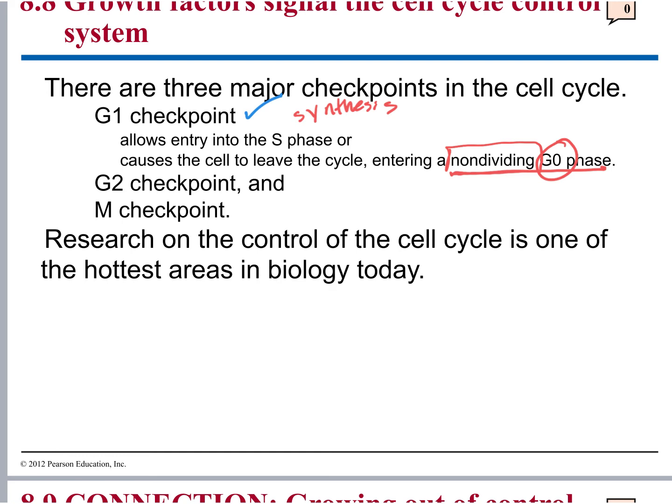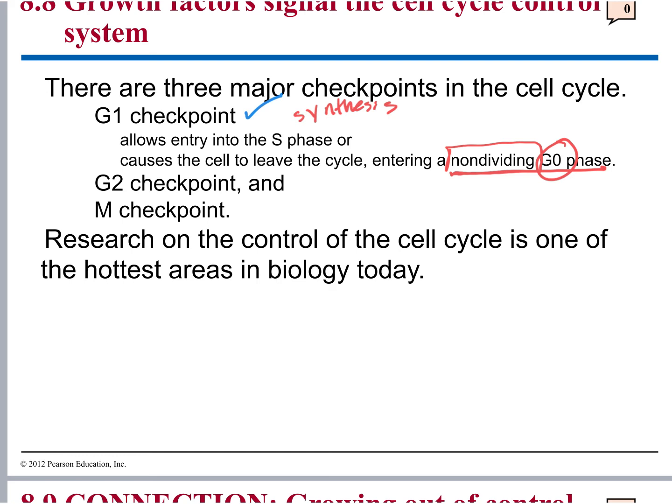There's G2, which is a checkpoint that allows the cell to go into the G2 phase of interphase. And then there's also an M checkpoint that allows the cell to go into mitosis. So there are checkpoints along the way. It's like quality control for inside of the cell. If everything is okay, then the cell is allowed to progress through these phases.